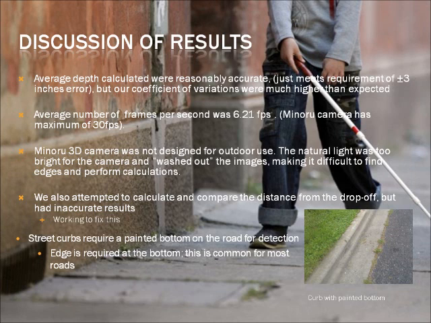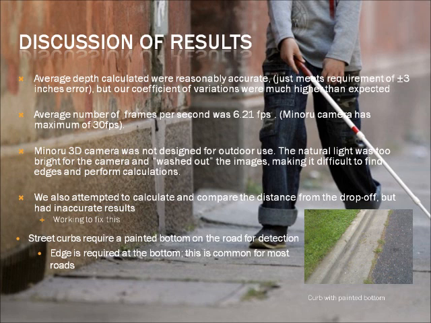In review, our depth calculations were reasonably accurate and meet our error margin of 3 inches, though the coefficient of variation was much higher than expected. The average processing speed was 6 frames per second, which is 1/5 of the Minoru sampling speed. In our testing, we found that the Minoru camera was not designed for outdoor use in very bright conditions, as the lighting can overwhelm the input and make it difficult to perform analysis.